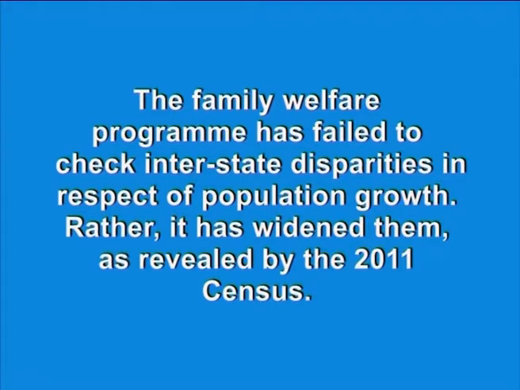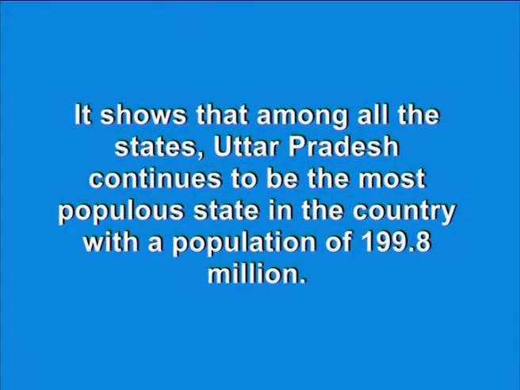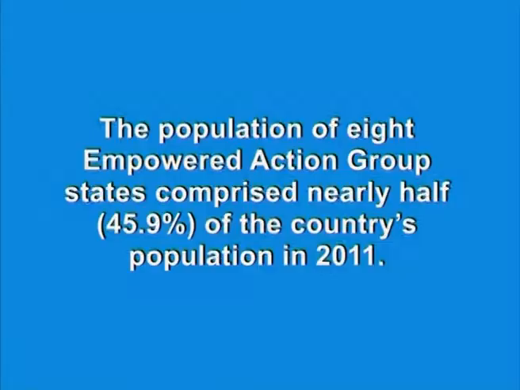The family welfare program has failed to check interstate disparities in respect of population growth. Rather, it has widened them as revealed by the 2011 census. It shows that among all the states, Uttar Pradesh continues to be the most populous state in the country with a population of 199.8 million. The other empowered action group states that figure in the 10 most populous states of the country are Bihar 104 million, MP 72.6 million and Rajasthan 68.5 million. The population of 8 empowered action group states comprised nearly half, that is 45.9% of the country's population in 2011.